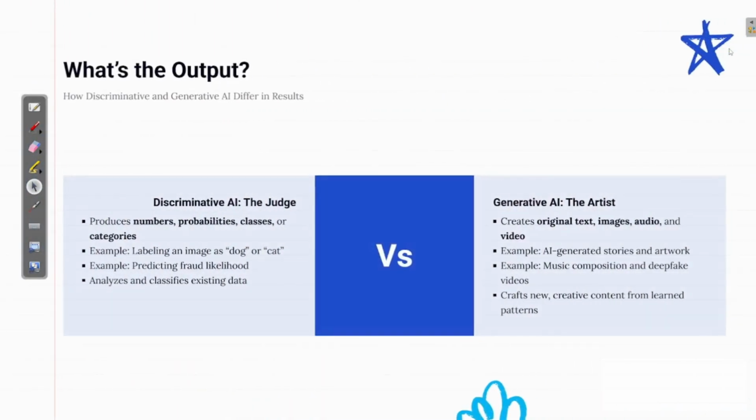Here's the easiest way to remember. If the output is in the form of a number, a class, a probability or a category, that is discriminative AI. If the output is in the form of text, audio, image, video or frames, that is generative AI. Think of it like this. Discriminative AI is equal to a judge: is this A or B? Generative AI is equal to an artist: let me create something new for you.